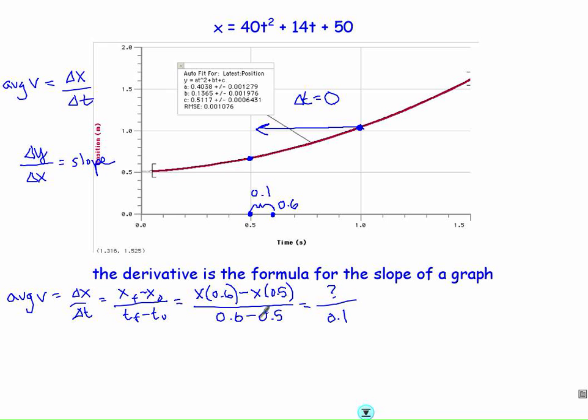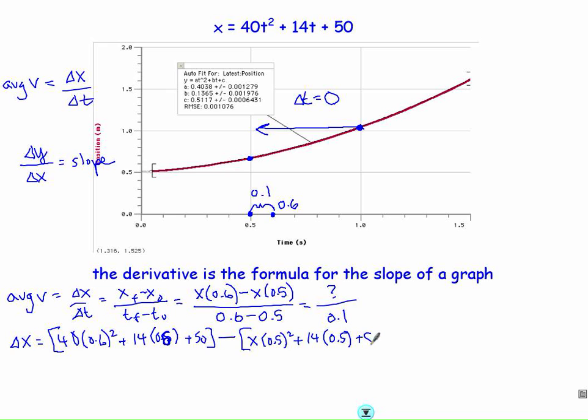The top, you've got to work out a little bit. Let's do the top down here where I have a little more room. So delta x. So what's x at 0.6? Well, you just plug 0.6 into this equation. That's what I'm going to do right here. 40 times 0.6 squared plus 14 times 0.6 plus 50. That's x at 0.6, minus. Now I'm going to do x at 0.5. So 40 times 0.5 squared plus 14 times 0.5 plus 50.